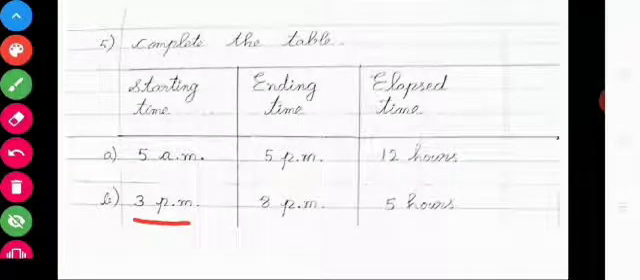3 p.m. The starting time and ending time 8 p.m. So from 3 p.m., then 4 p.m., 5 p.m., 6 p.m., 7 p.m., and 8 p.m. How many hours? 5 hours.